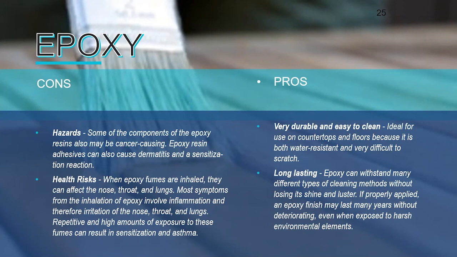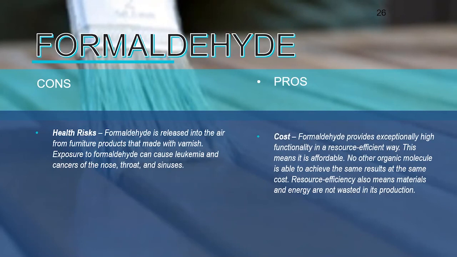The next chemical compound is formaldehyde. For formaldehyde, it is a health risk for us, because when formaldehyde is released into the air from our furniture, it can cause leukemia and cancers of the nose, throat, and also sinus.